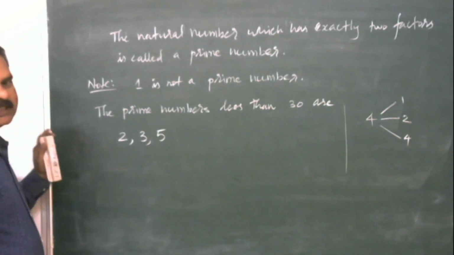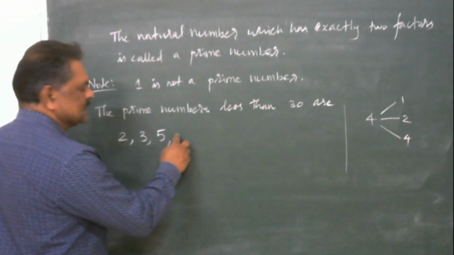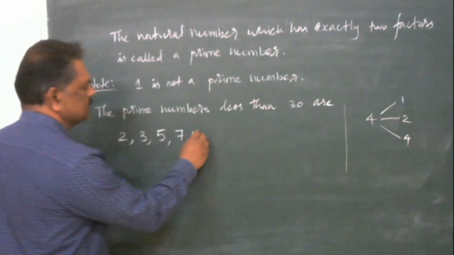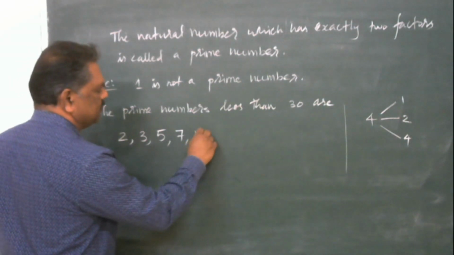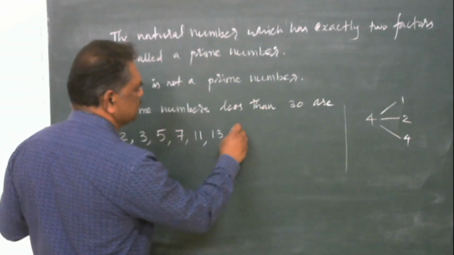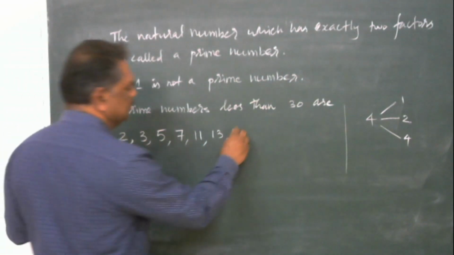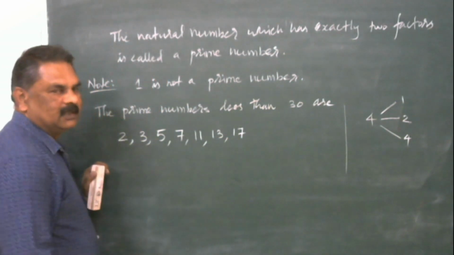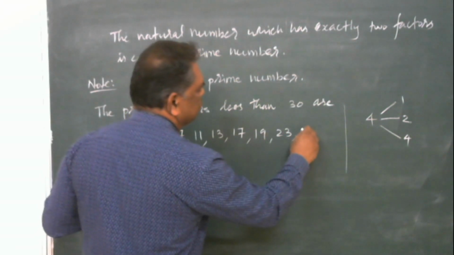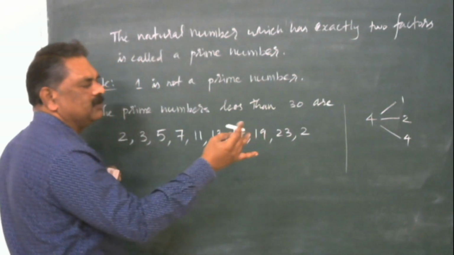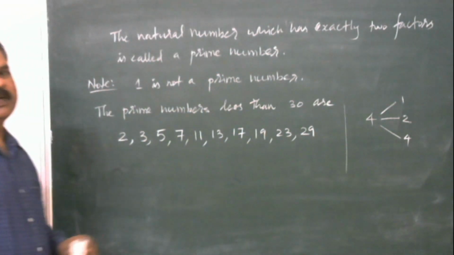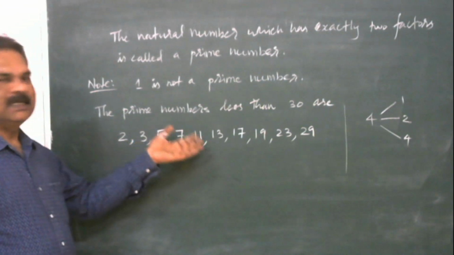5 is a prime number. It is divisible by 1 and itself only. 6 is not a prime number. 7 is a prime number. 8 is not a prime number. 9 is not a prime number. 10 is not a prime number. So 11 is a prime number. 12 is not a prime. 13 is prime. 14, 15, 16 not a prime number. 17 is a prime number. Next is 19, a prime number. 23 is a prime number. Then 24, 25, 26, 27 are also divisible. So 29. These are the prime numbers less than 30.